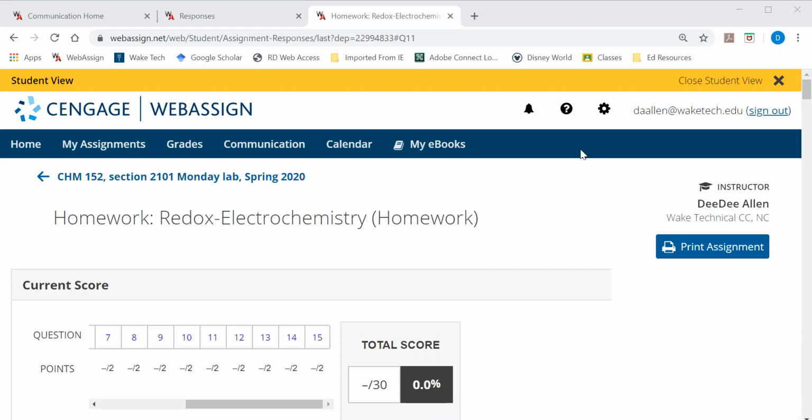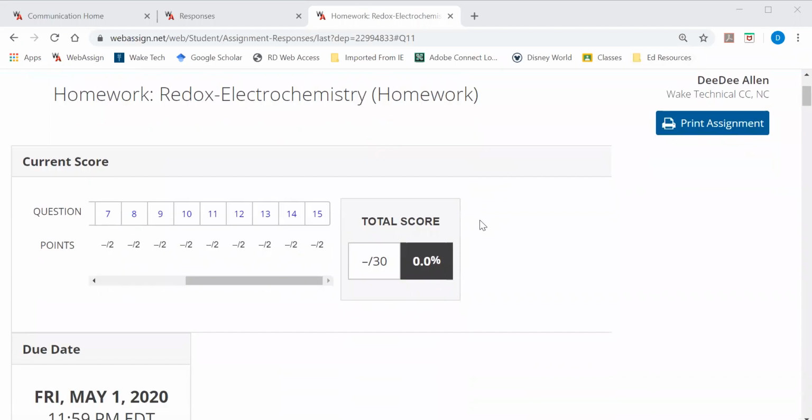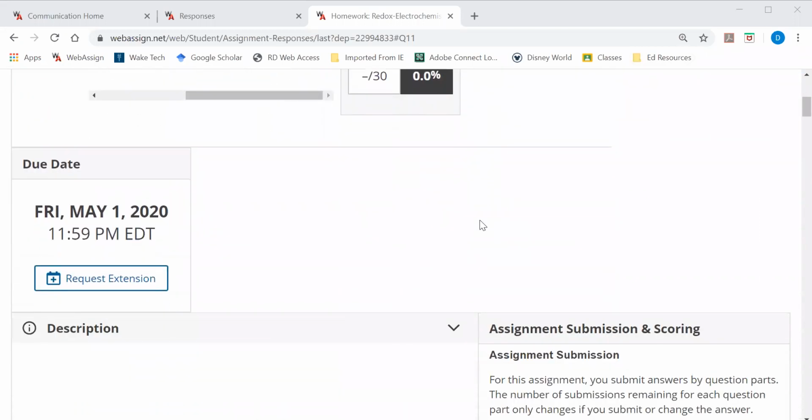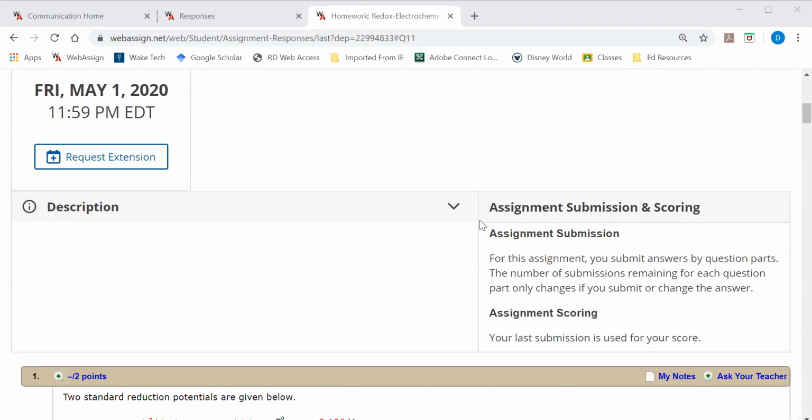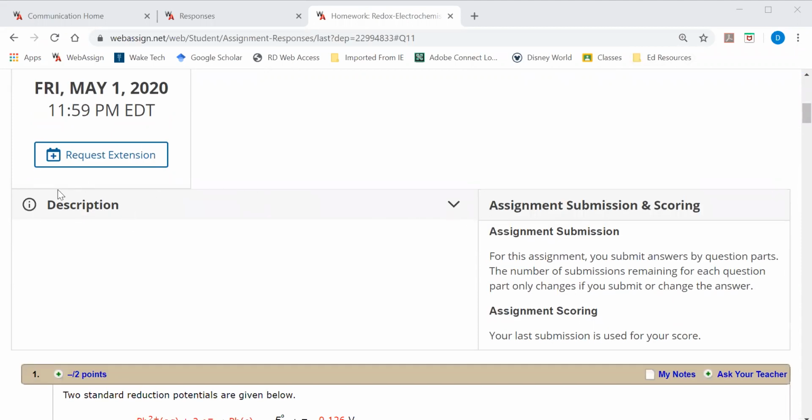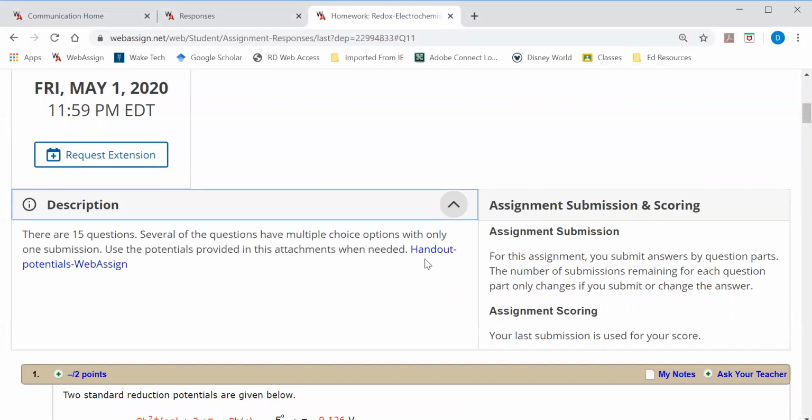I always receive a lot of questions about the Redox homework. I think students primarily understand the concepts and how to use the equations, but we're running into simple problems. The first thing you need to know is that in WebAssign, it is now defaulting so that the description is minimized. If you click the drop-down arrow, you have more information, and there is a link to the proper reduction potentials that WebAssign uses when creating the homework.